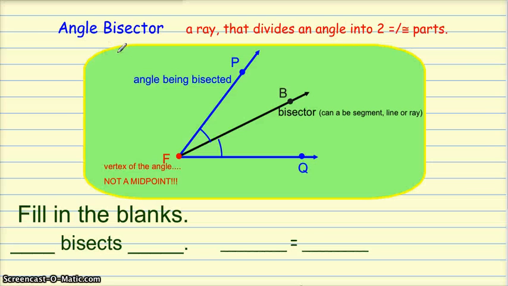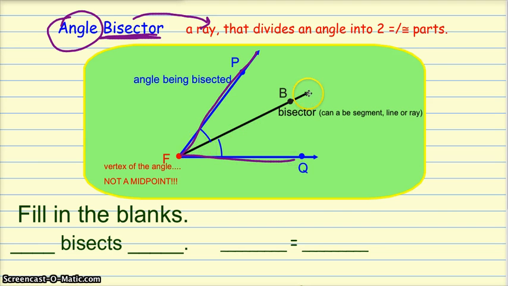Angle bisector. Segment bisector and angle bisector are very similar. The idea is that the bisector is the knife, that's what's doing the cutting. The angle is what's being bisected. So a bisector is a ray that divides an angle into 2 equal or congruent parts. So here's your blue angle, and here's your bisector that's doing the cutting. Notice these little curves. It's telling you that they're the same measurement, that they are congruent.